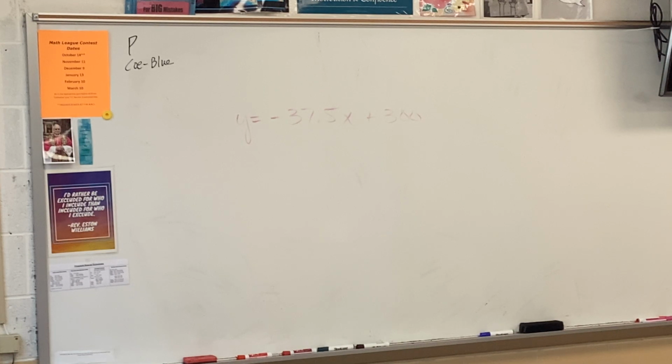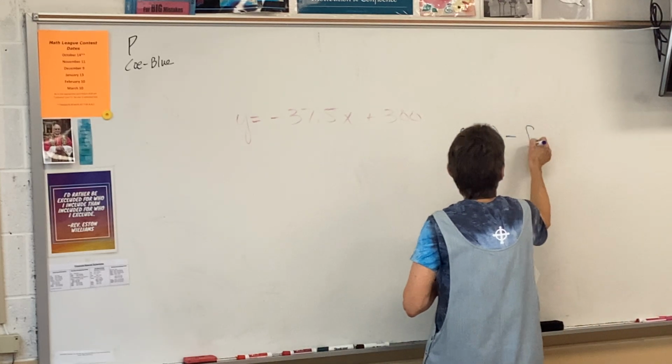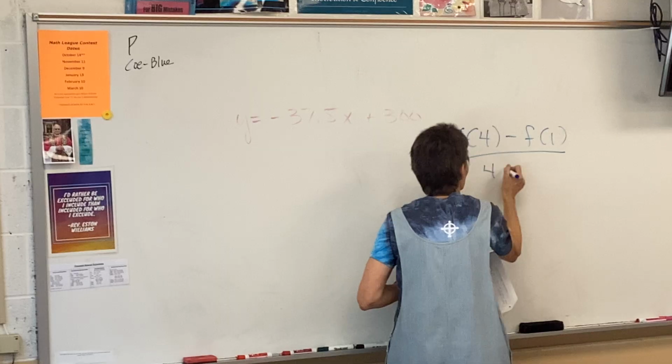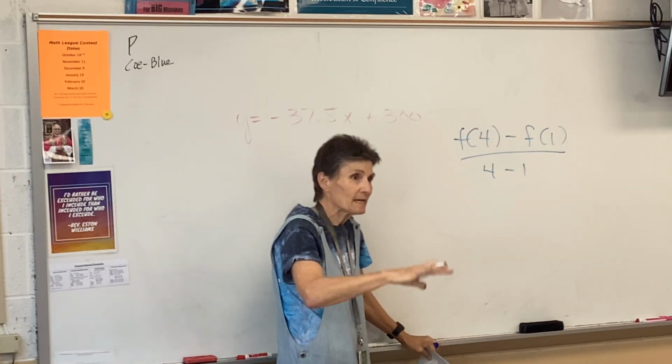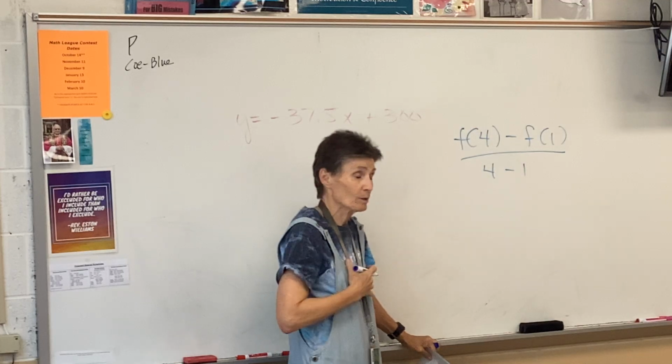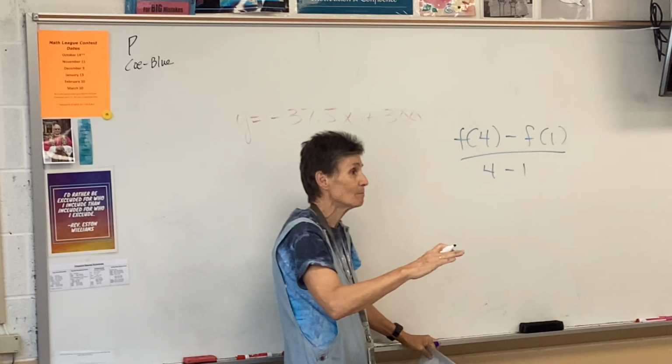He got negative 9. He got it right. Explain how you did that, Will. So, the average rate of change is f of x minus f of x over x minus x. And so then I just put 27 over 4 minus 1. Exactly. Remember that thing I want you always to write down? The AP people want you to write that down every time.